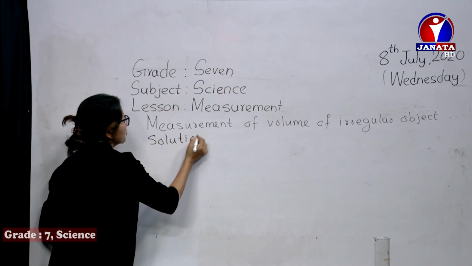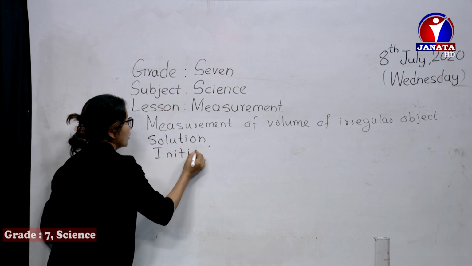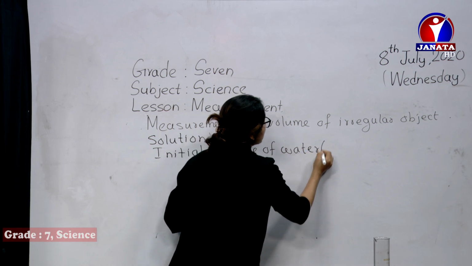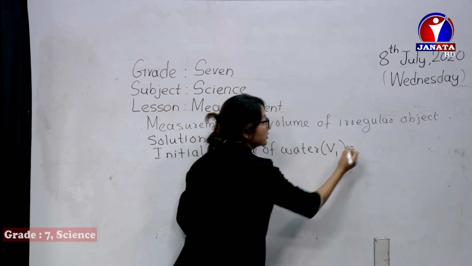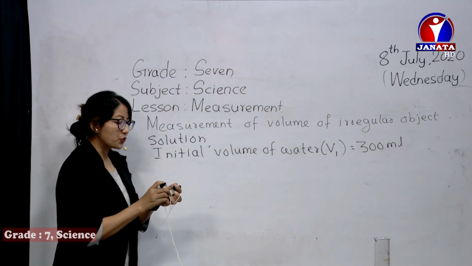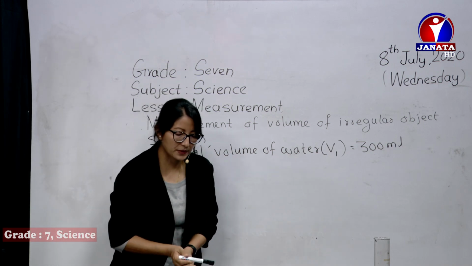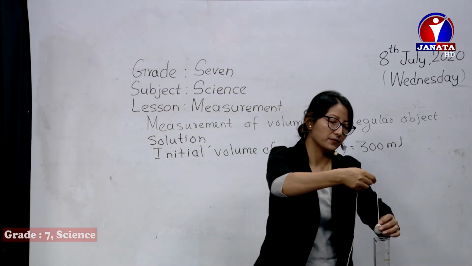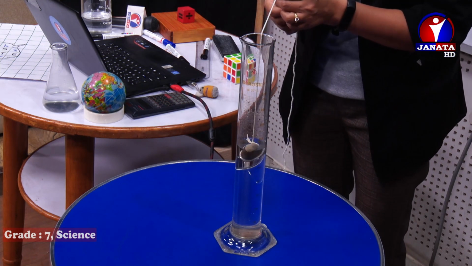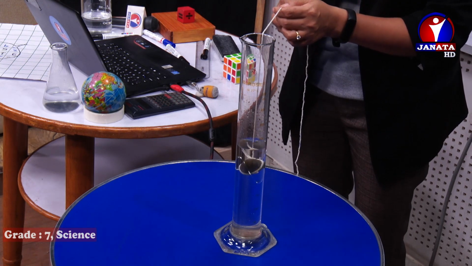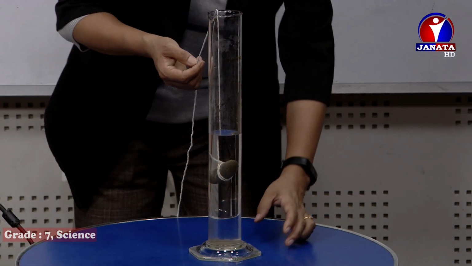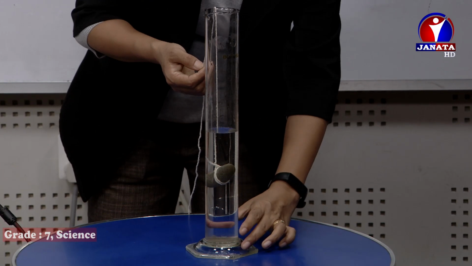Solution. Let's start. How do we measure? The initial volume of water, here I would like to denote it by V1. Just now I measured, it's 300 ml. Then we take the stone and immerse it in this water. While immersing it in water, you can see the water level rising. Yes, the water level has changed. I think you can easily see it's raised. Now I'll just measure it.